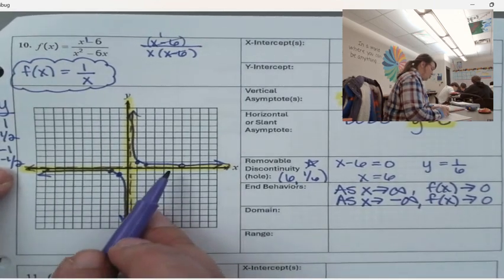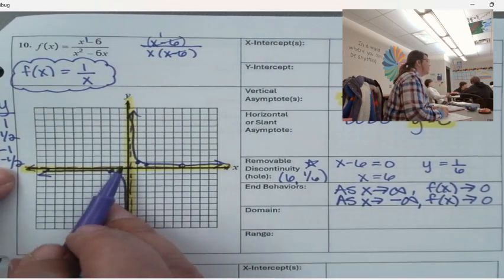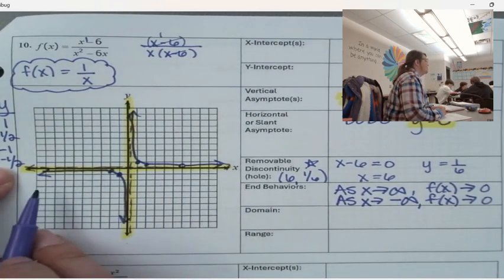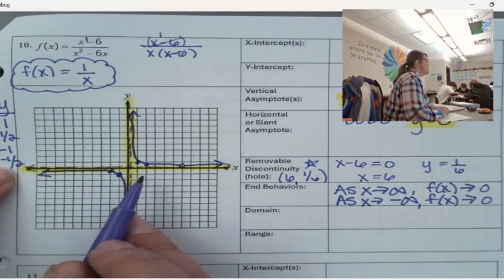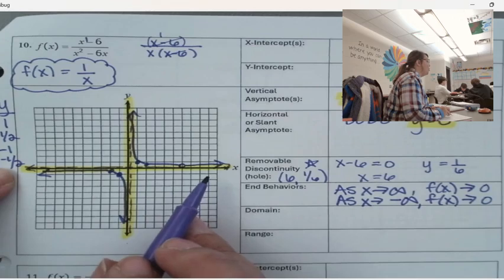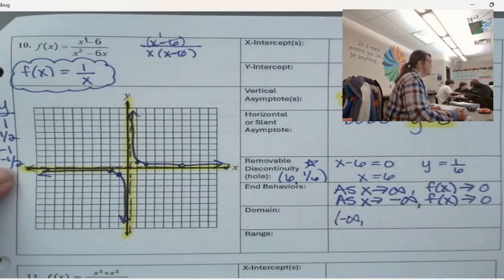Okay? Domain. Ooh, what do I have to jump over? I've got to jump the hole, which is at 6. What else? 0. I got to jump the vertical asymptote. So I'm going to go in order. I'm going to go negative infinity to 0. I'm going to jump the asymptote, 0 to 6. I'm going to jump the hole and then go to positive infinity. Make sure you go in order, guys, left to right, smallest to biggest.